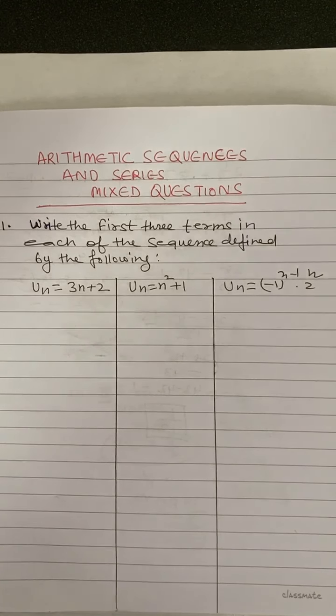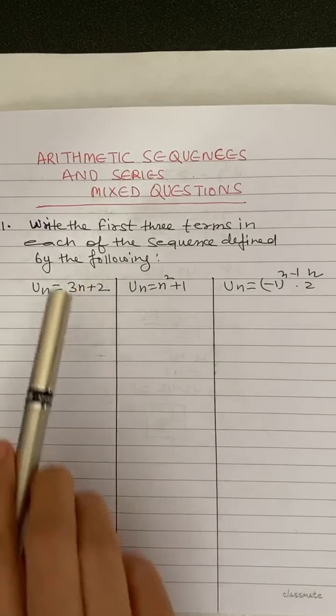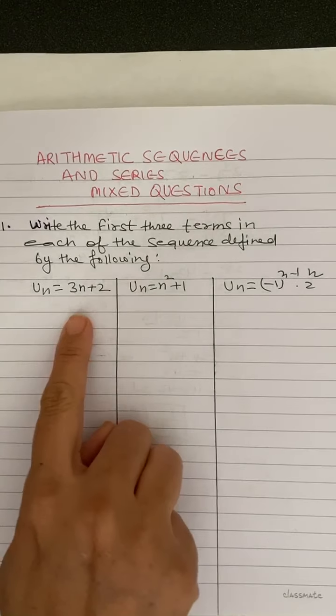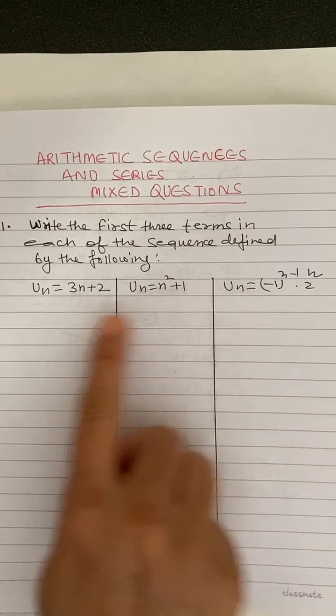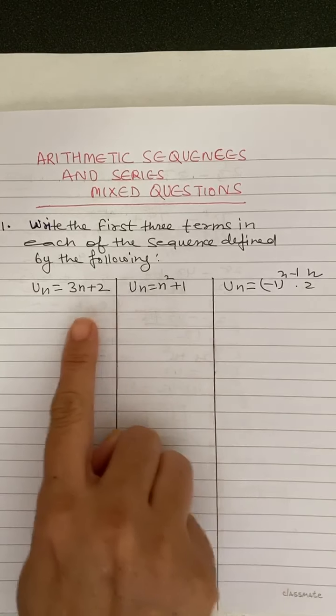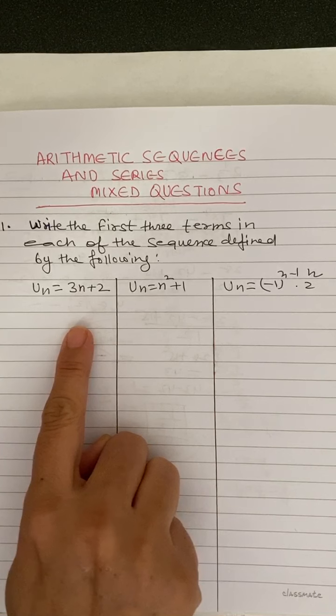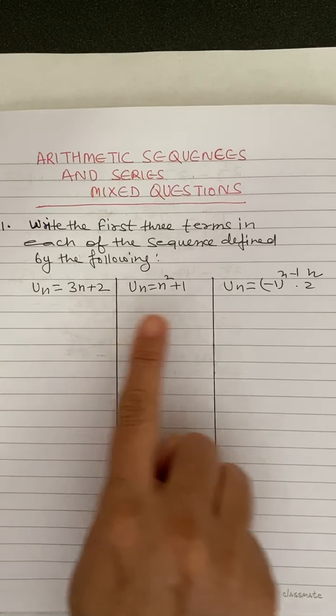In this lesson, I'm going to do a few mixed questions on arithmetic sequences and series. So I'm going to start with the first one here. Write the first three terms in each of the following sequences defined by the following rules. The first one is 3n plus 2, then n squared plus 1. So this is the mixed one. The first one is arithmetic, but the remaining ones are not. So it's just a quick recap on how you find the terms when the rule is given.